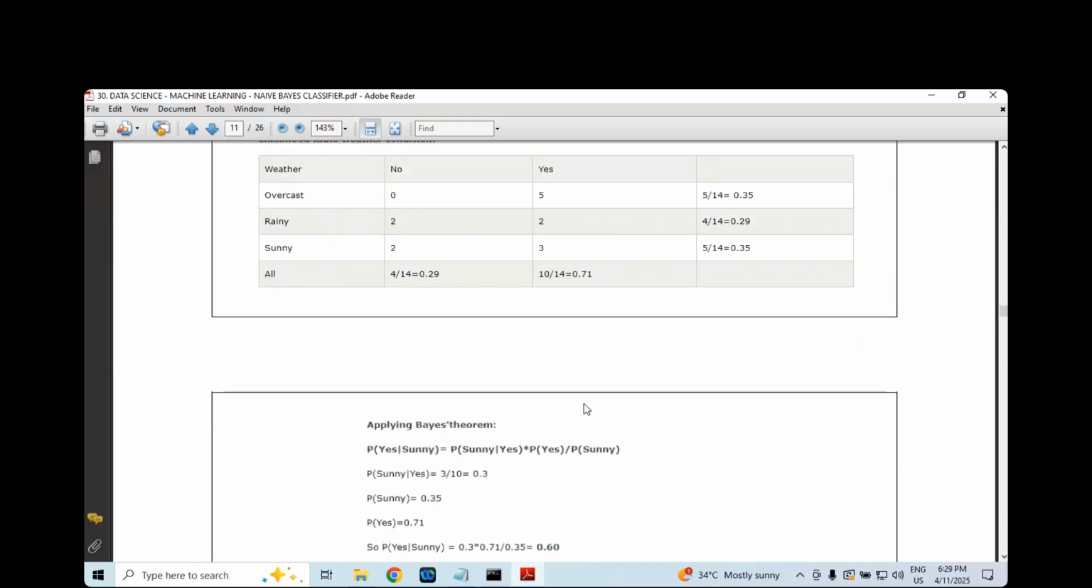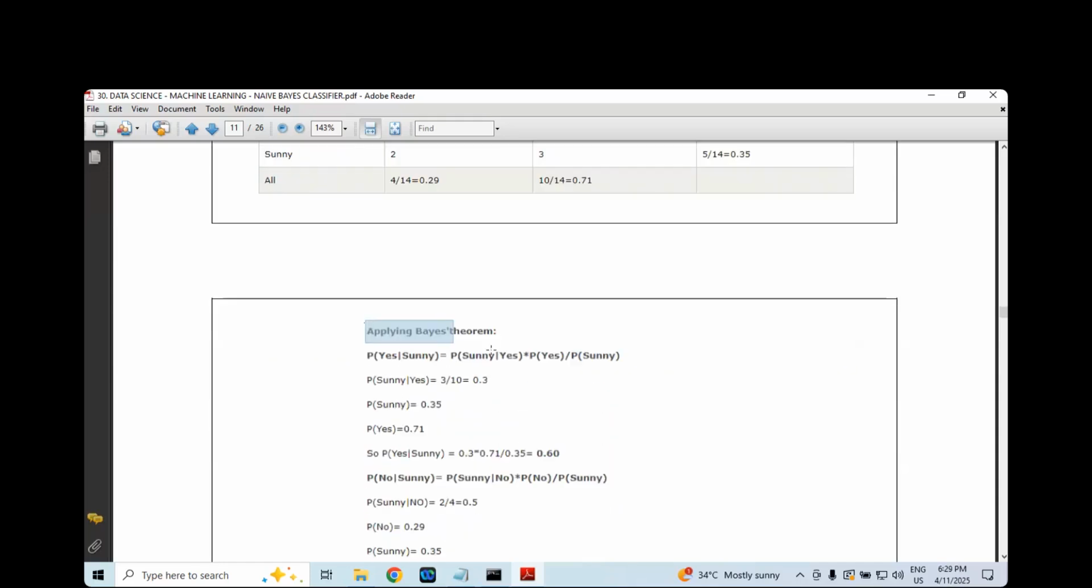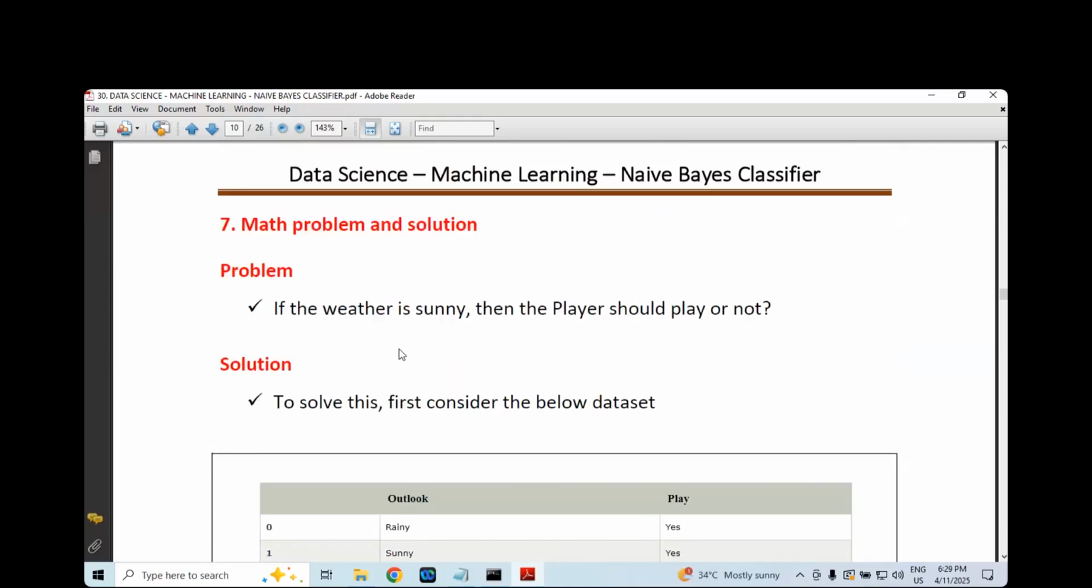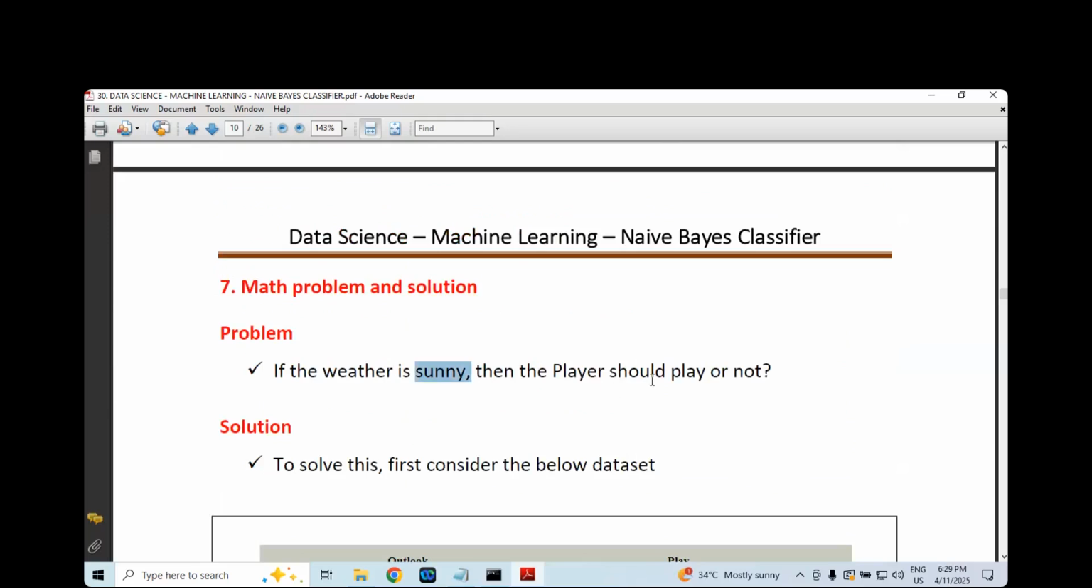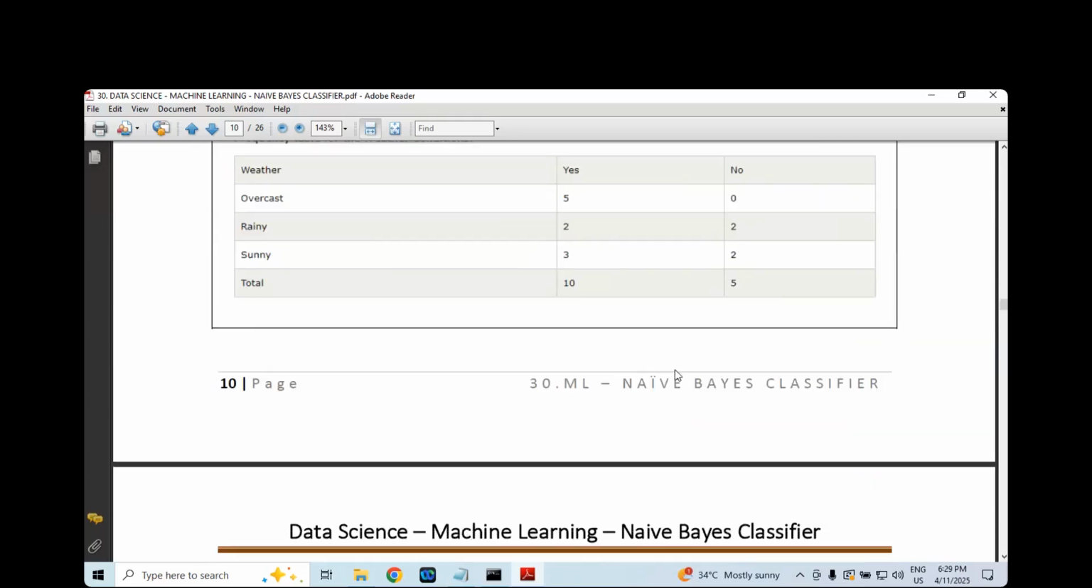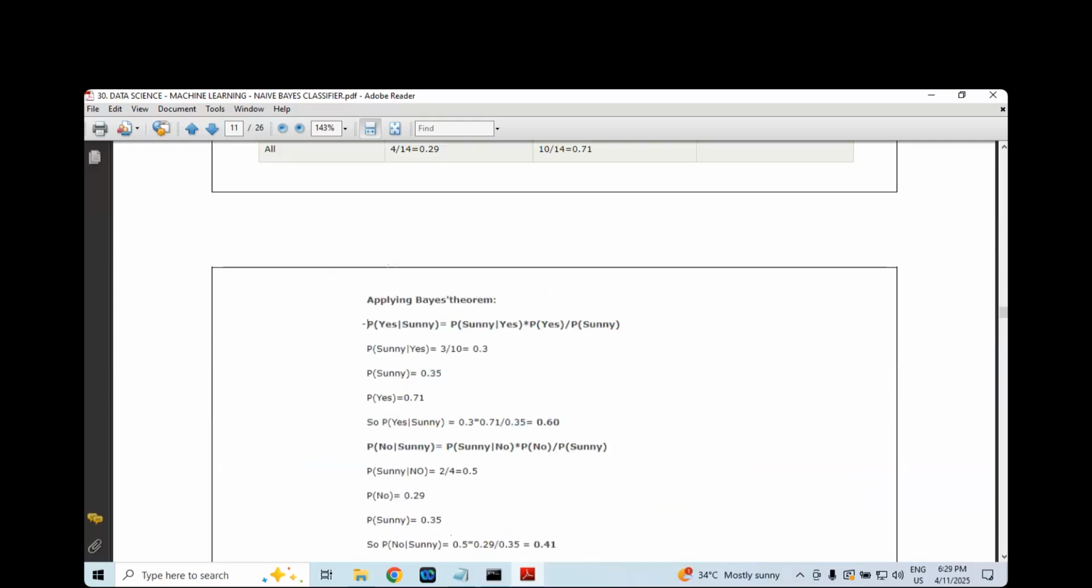Now here is the story. Applying Bayes rule. Applying what exactly? Bayes theorem. What is the problem statement? It is sunny. Weather is what exactly? Sunny. Either they play or not, yes or no. Now this is Bayes theorem. Will they play if it is sunny? Will they play? So the yes probability.